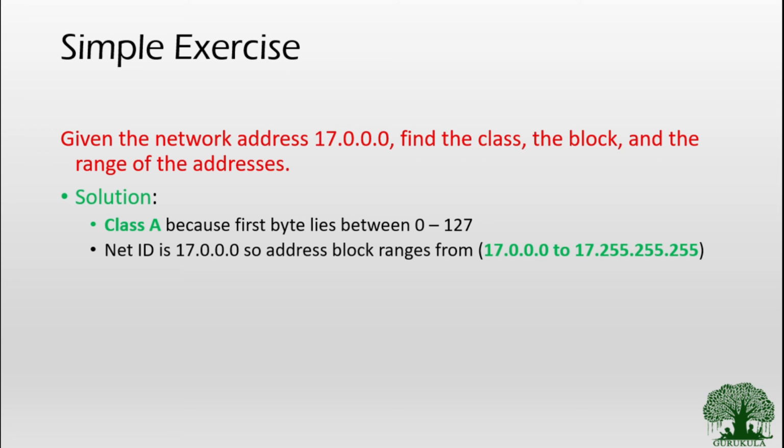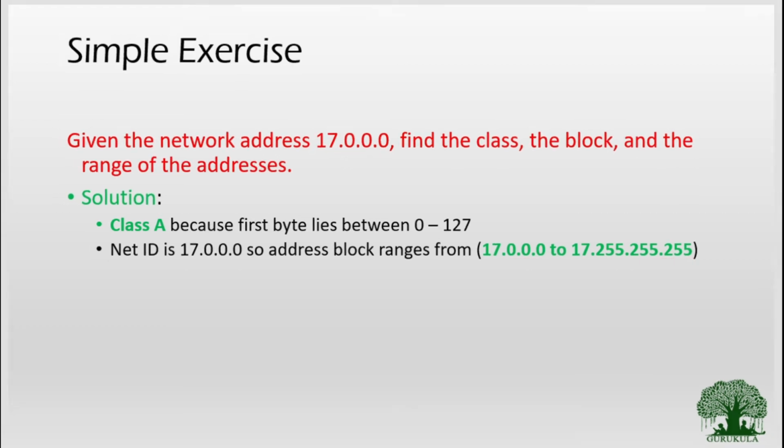Correct. And then talking about the network ID, what is the network ID? As far as class A is concerned, only the first byte represents the network ID, and the remaining bytes represent the host ID. So the net ID is always 17, and if I put all zeros for the host ID, I will get the block address. So the block will run from all zeros to all ones, so 17.all zeros to 17.all ones. That will be the address block for the given network address.